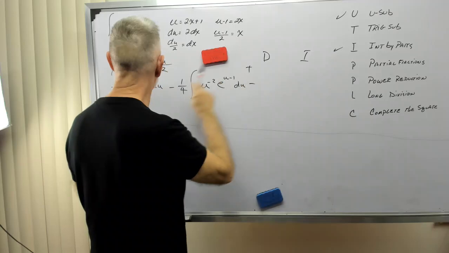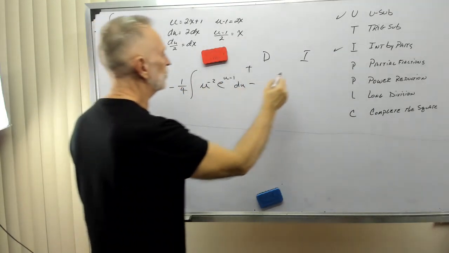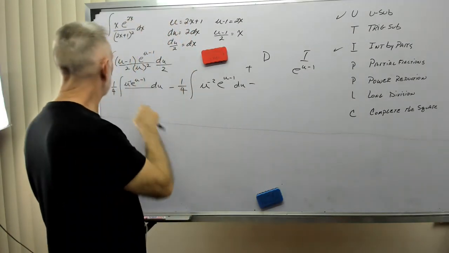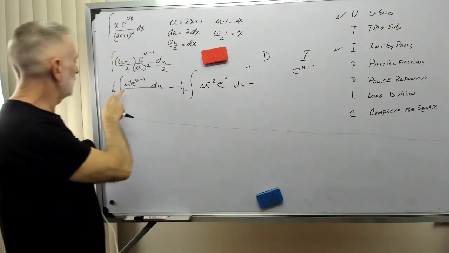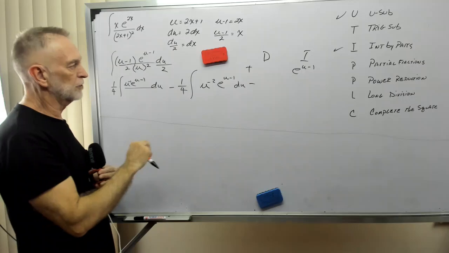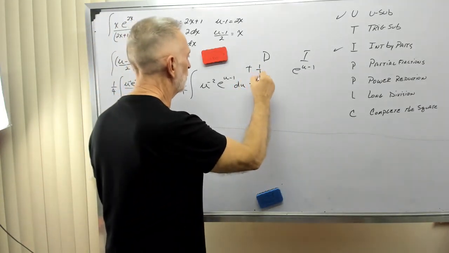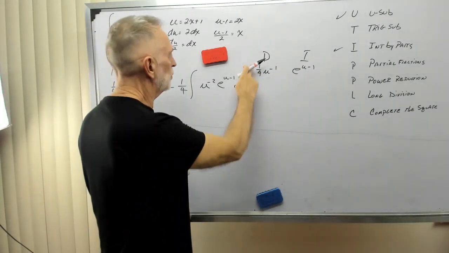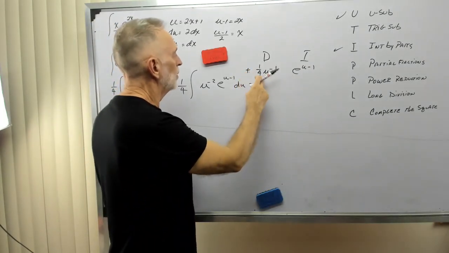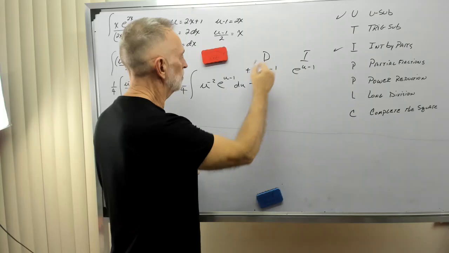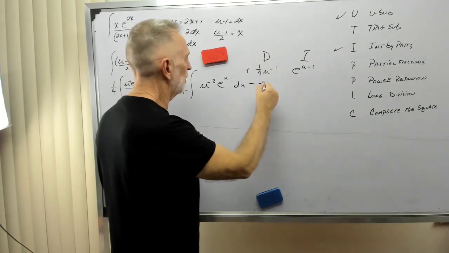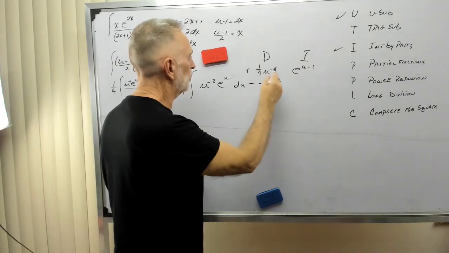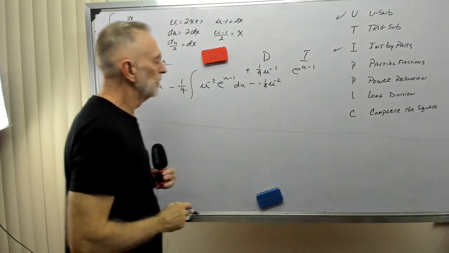What I'm going to integrate is e to the u minus 1. And what I'm differentiating is 1/4 u to the minus 1. So the derivative of 1/4 u to the minus 1: bring down the exponent, negative 1, so that's negative 1/4 u to the negative 2. Decrease that by 1.